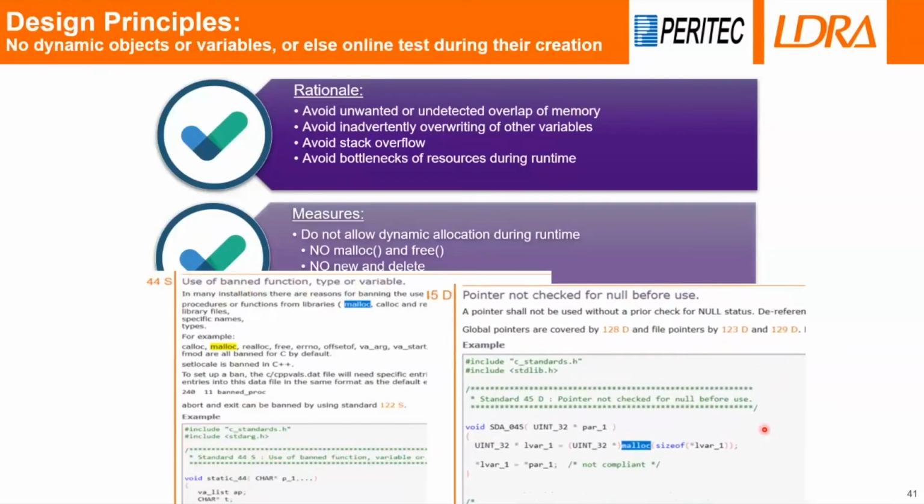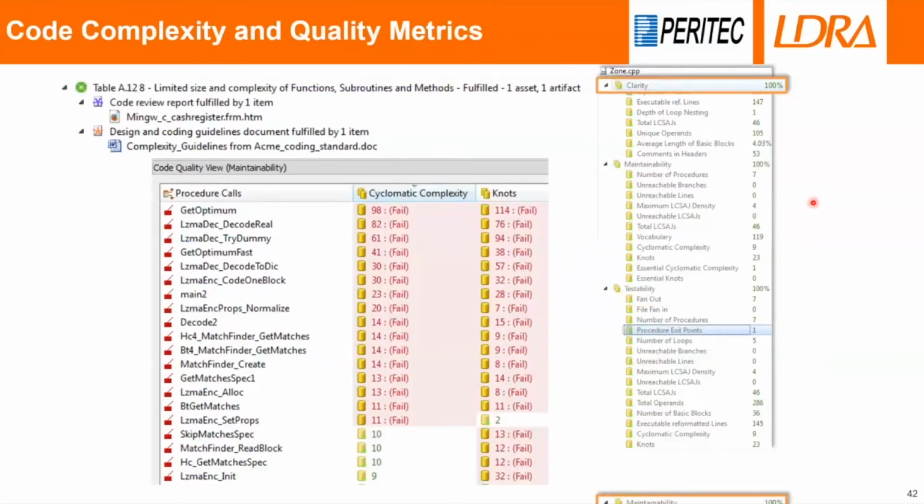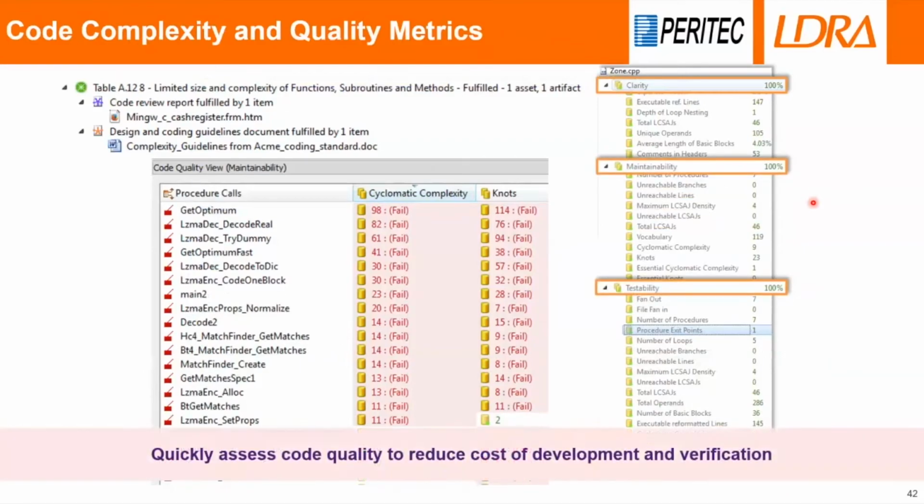You can also see another rule which supports this: pointer not checked for null. Whenever I have a pointer, I need to ensure that the pointer is checked for null before usage. If I am trying to use it without ever ensuring that it is not pointing to null, null pointer dereferencing can occur. Because of these reasons, it is highly recommended not to have dynamic objects or variables. Similarly, cyclomatic complexity and quality metrics are available in the tool, and you need to make sure that you are able to measure the quality of your software and show it as evidence.